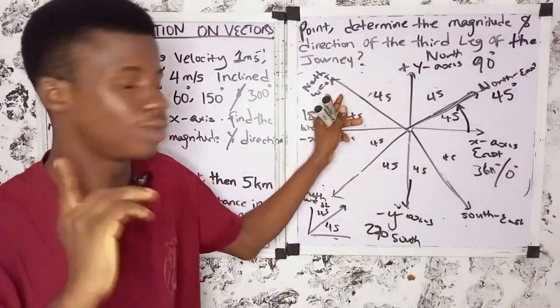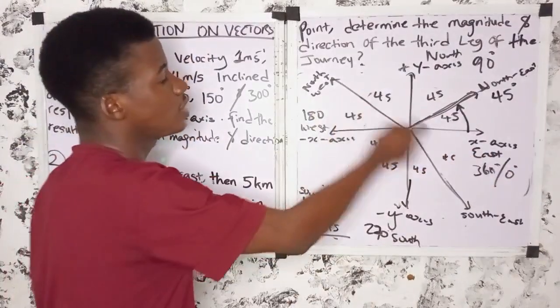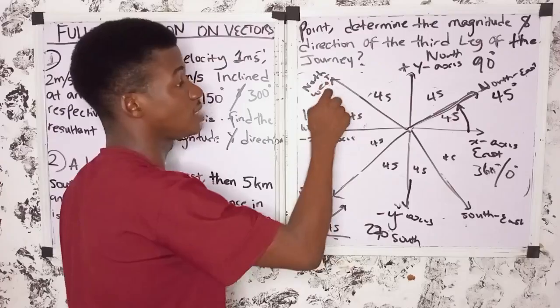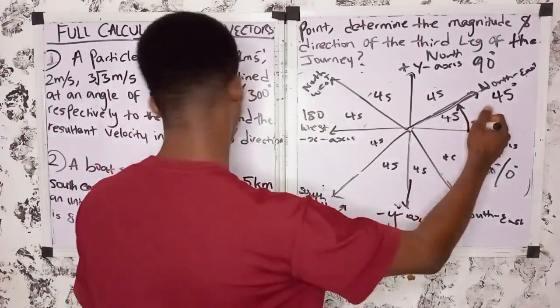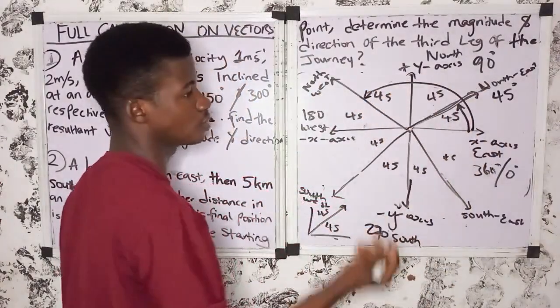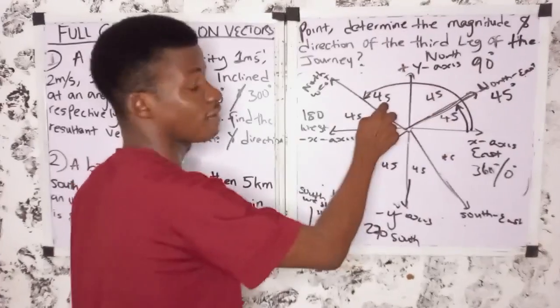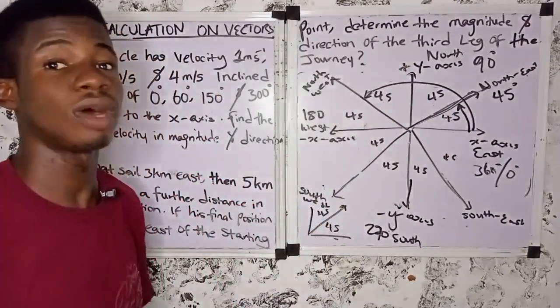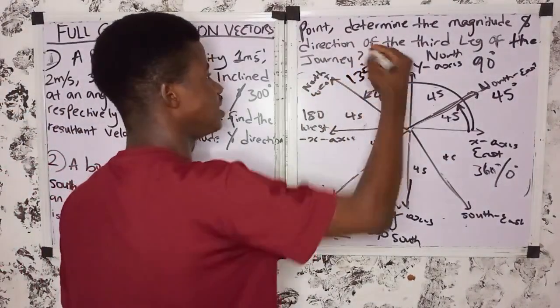Now what about northwest? Remember when looking for an angle, make reference to what? This positive x direction. Since they're asking us to look for the angle in northwest, we draw the line from this positive x towards this line. So what would be the angle? 45 plus 45 is 90. 90 plus 45 will give us 135 degrees. So northwest is 135 degrees.